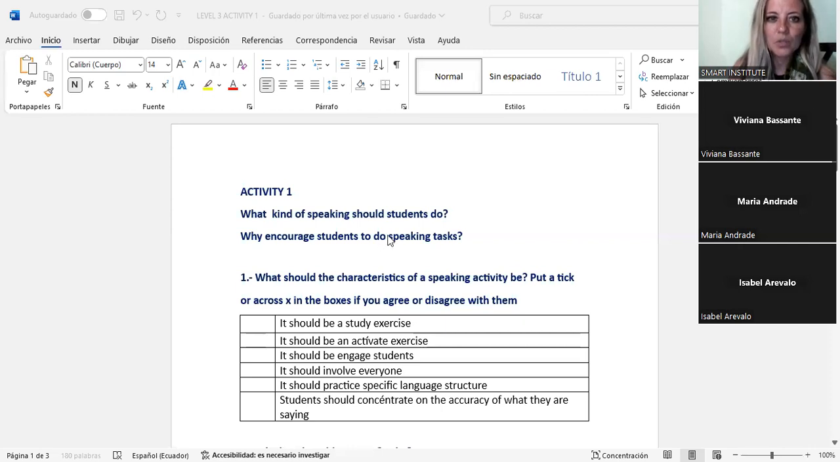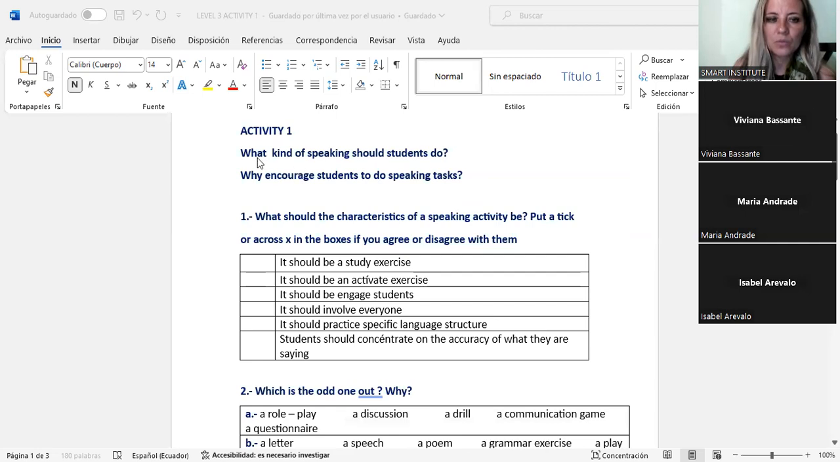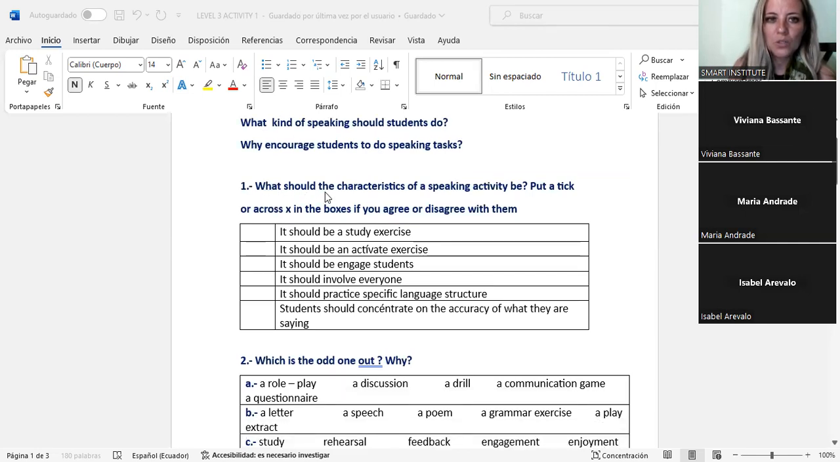Okay, what kind of speaking should a student do? Why encourage a student to do a speaking task? You have to answer these questions. Number one, what should the characteristics of a speaking activity be? Put a tick or a cross in the boxes if you agree or disagree with the term. If you want, you can download Reason for Teaching Speaking. Open Reason for Teaching Speaking in order to do this activity.